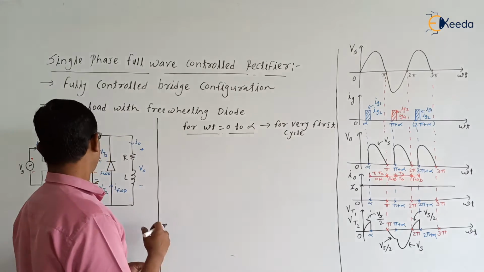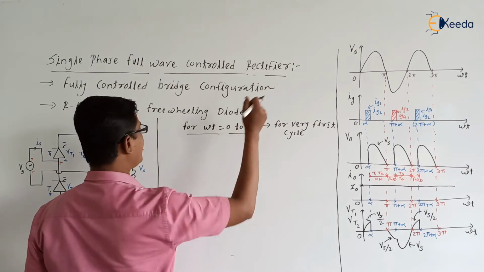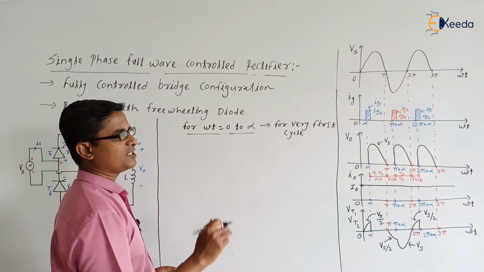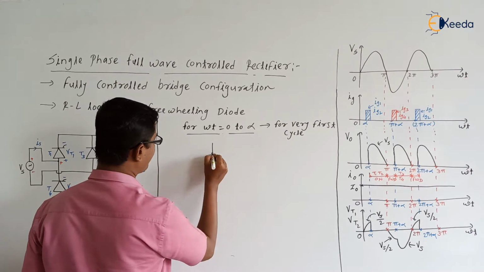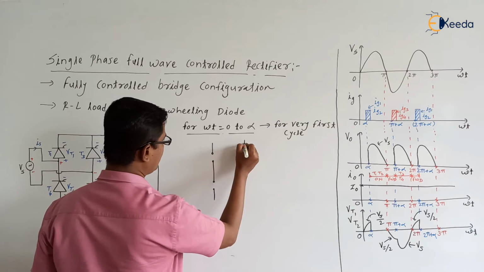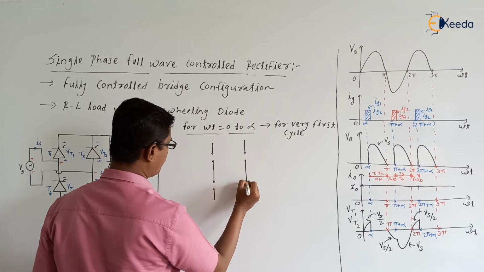So here during 0 to alpha Vs is positive, and we have not applied the gate signal to any of the thyristor. So all the 4 switches will be in the off state, so they will be acting as an open circuit.